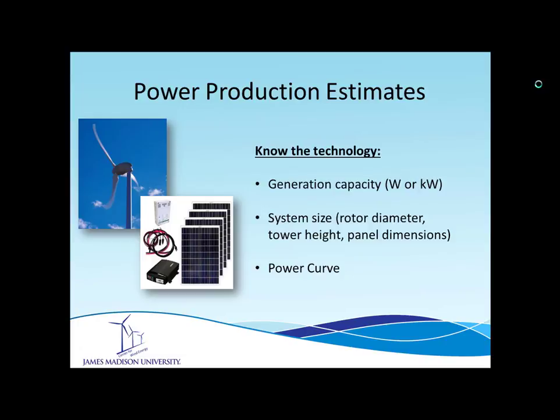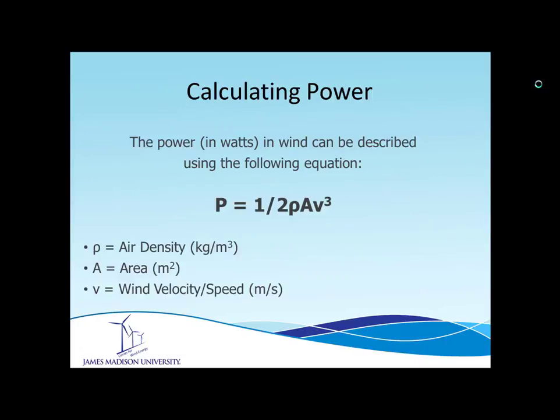And that way we can actually start doing some power production estimates. So the system size, when it comes to wind turbines, not necessarily solar, you need to know things like how tall the tower is and how long the blades are or how large the rotor diameter is. With solar, you need to know how big the solar panel is so you can better understand how many of them you can fit on your rooftop or something like that. And then for some, it's easy to just look at the power curve instead of making these estimates and calculating them through various equations. But first we will go over the theoretical equation.